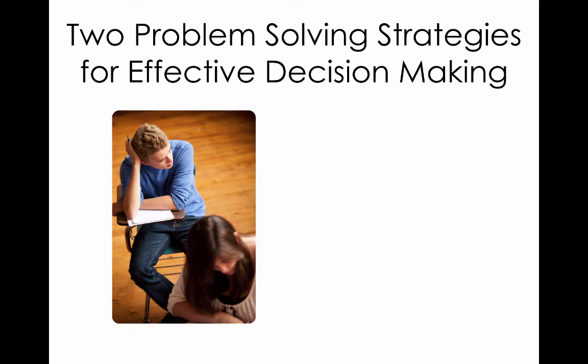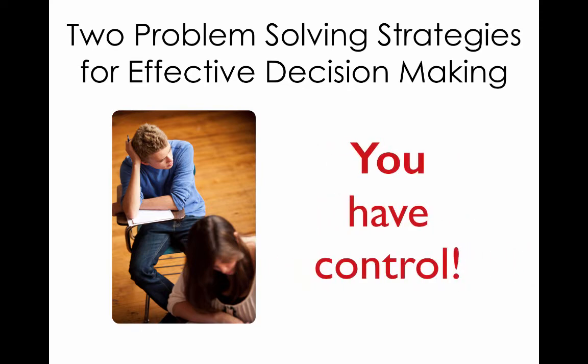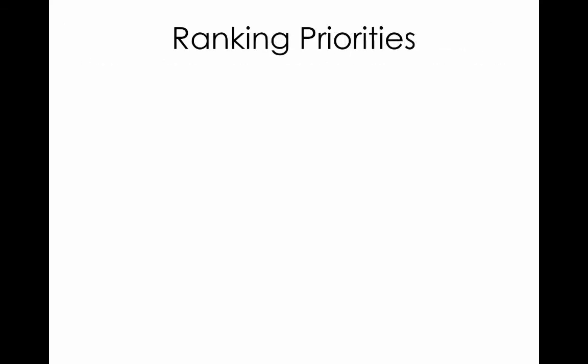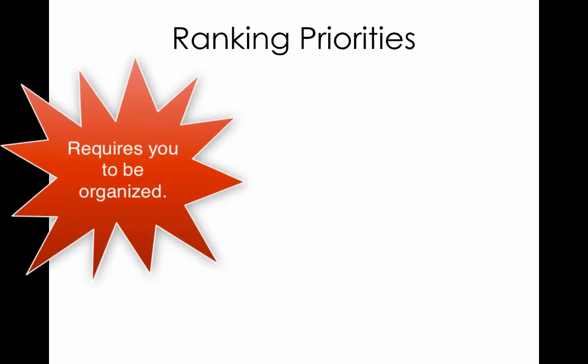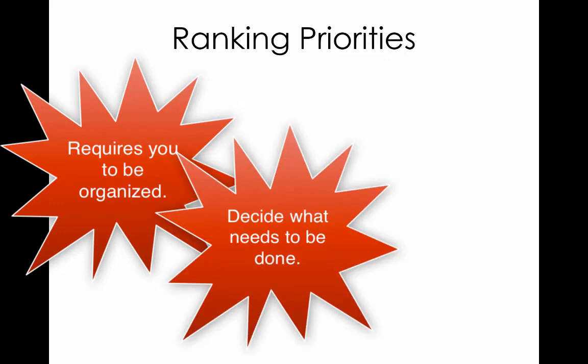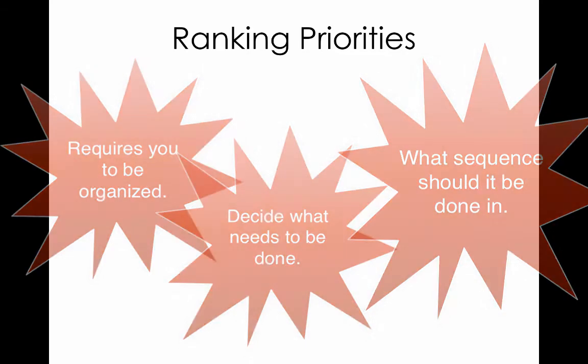Your commitment to action will propel you over the hurdle you have created because you have created it by your own inaction or inertia. After all, you can and do have control. Now let's get to the strategies. Both meet the criteria for effective decision making. The first strategy is ranking priorities. It requires you to be organized and intentionally decide what needs to be done and the sequence for accomplishing each.